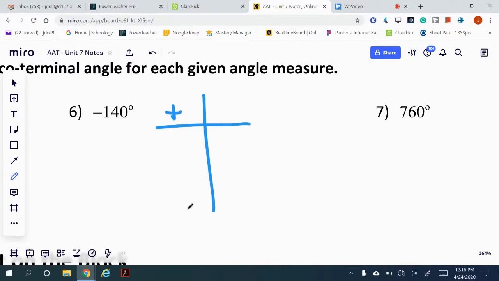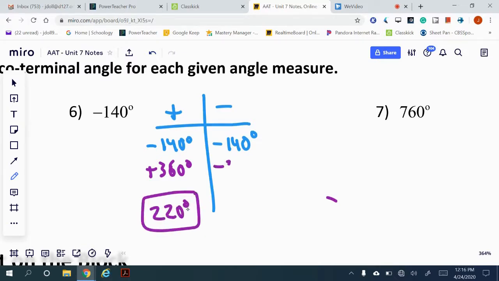So I want a positive, I want a negative. Both of these are going to start with negative 140. And so I'm going to add 360, and that is going to give me 220 degrees. So there's my positive coterminal angle. I'm going to subtract 360. I'll get negative 500, and there's my negative coterminal angle.